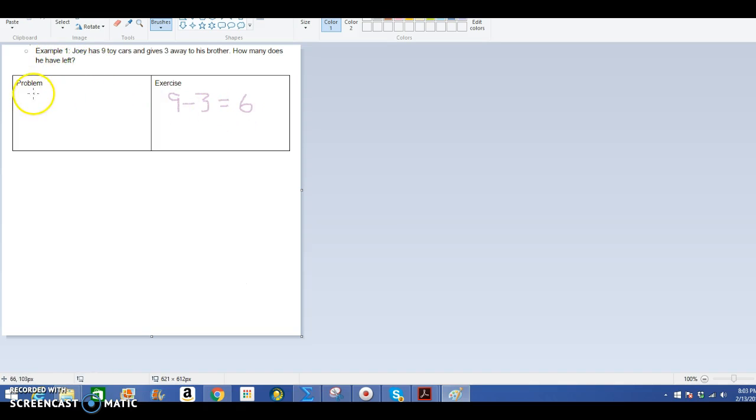And then if I approach it as a problem, all right, that means I don't have a clear-cut strategy to use. I don't recognize that it's subtraction, so I might not even know what subtraction is. I could draw a picture because that's certainly a problem-solving strategy. So I could draw my 9 cars.